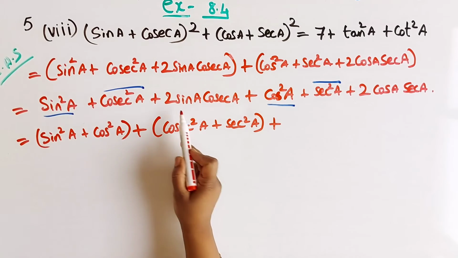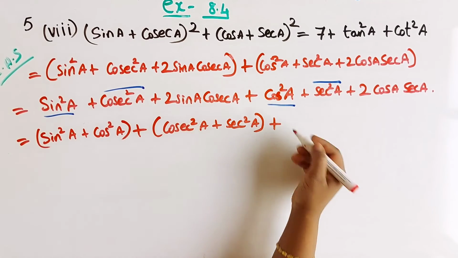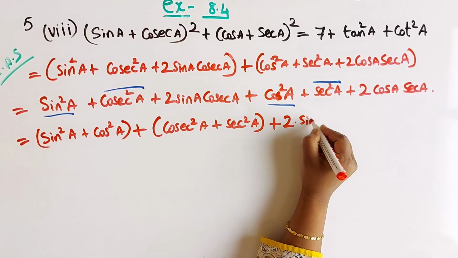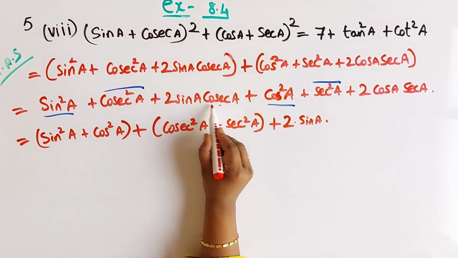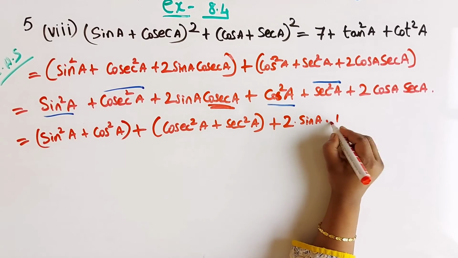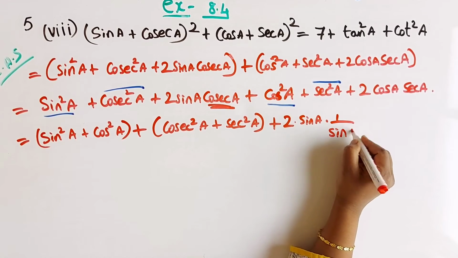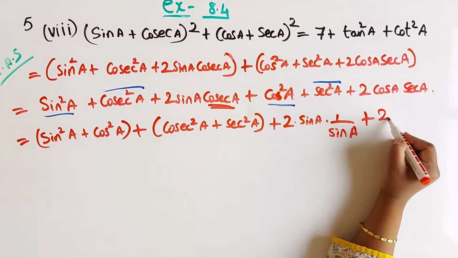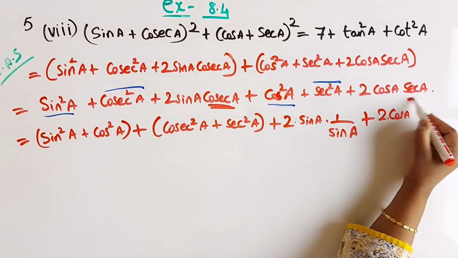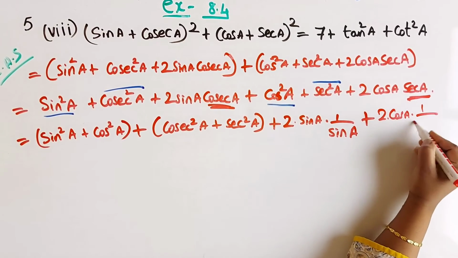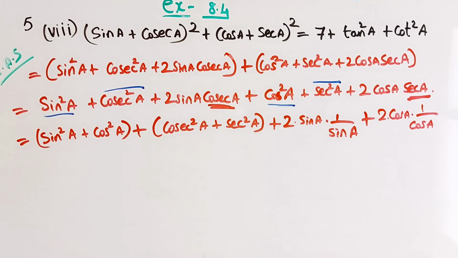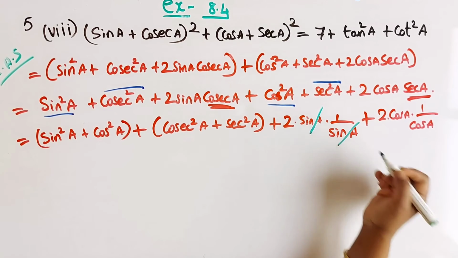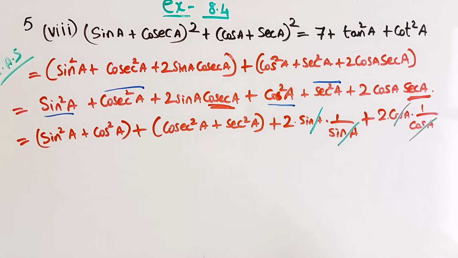Now see here. 2 sin A and cosecant A. 2 into sin A. Cosecant A is nothing but 1 by sin A. I am writing 1 by sin A here. Plus 2 cos A secant A. Secant A is nothing but 1 by cos A. Correct, children? Now see here. Sin A and sin A will get cancelled. Cos A and cos A will get cancelled. Now write the answer.